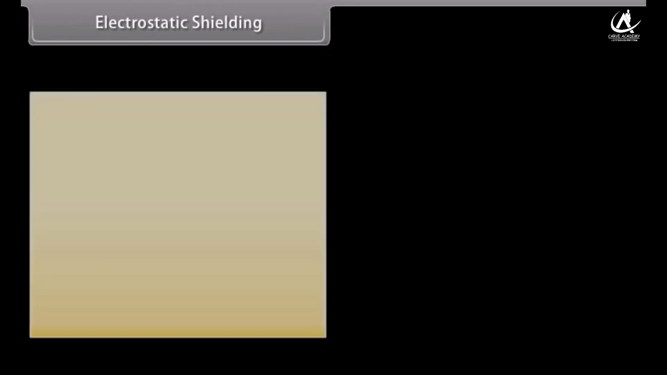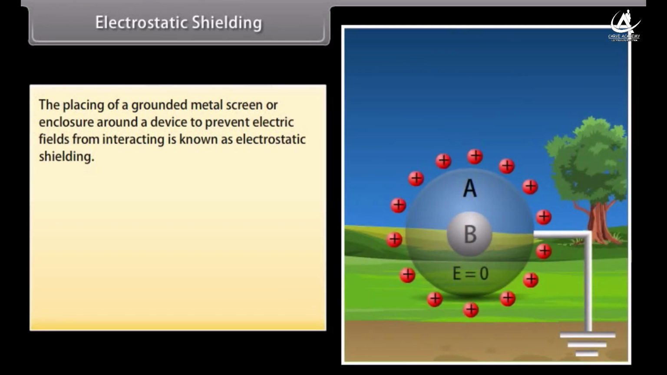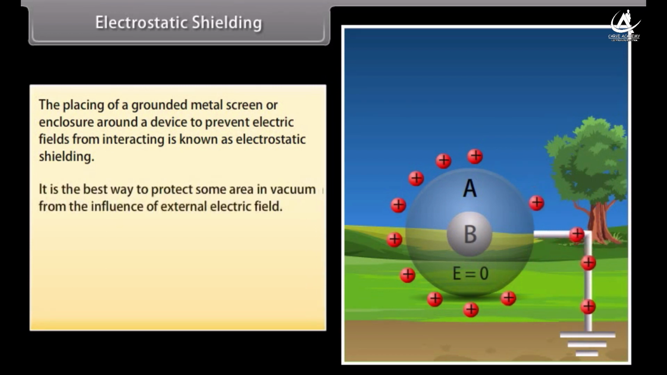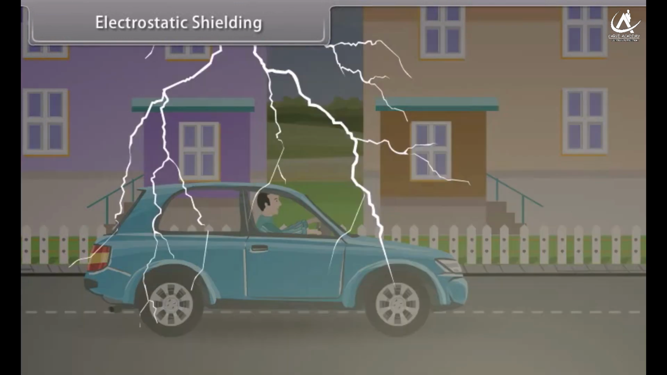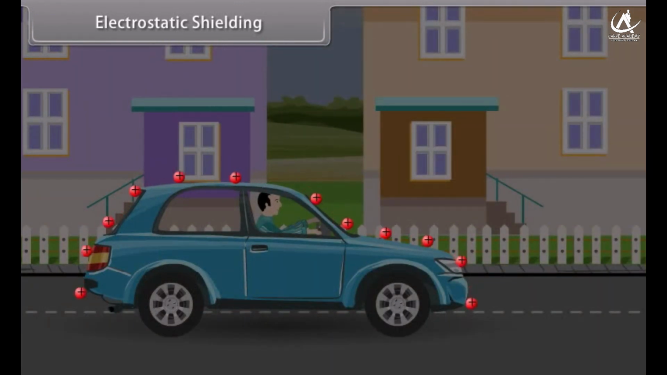Electrostatic shielding. The placing of a grounded metal screen or enclosure around a device to prevent electric fields from interacting is known as electrostatic shielding. It is the best way to protect some area in vacuum from the influence of an external electric field. Electric field is zero inside a conductor of any shape in electrostatic shielding. If a conductor A kept at zero potential surrounds conductor B, then B is said to be electrically shielded by A from other electric systems. For example, in a thunderstorm accompanied by lightning, it is safer to be inside a bus or car rather than near a tree or open ground.